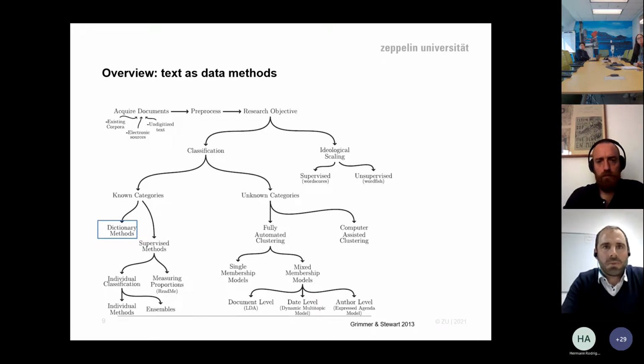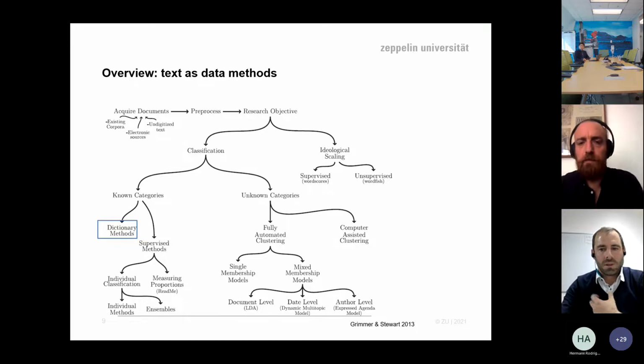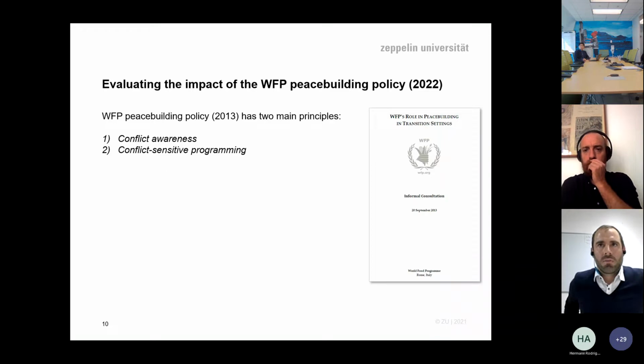This is now also an application with known categories. So we knew what we were interested in. We applied dictionary methods in that case. So it was not a classification task in the sense that you've just seen using machine learning, but here we built a dictionary that was supposed to capture something. And this something was the World Food Programme's peace building policy.